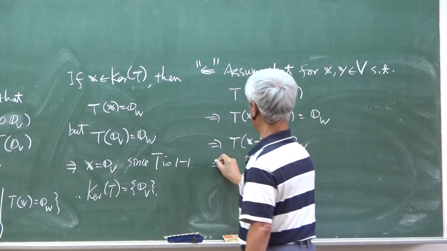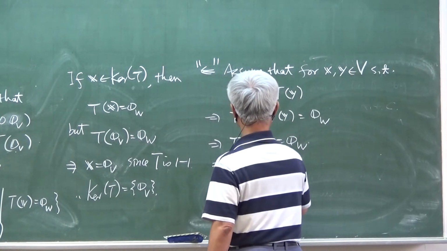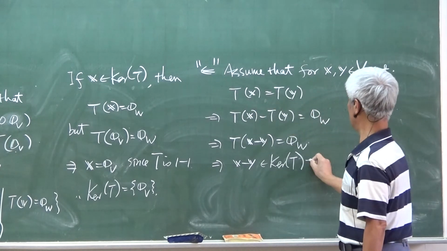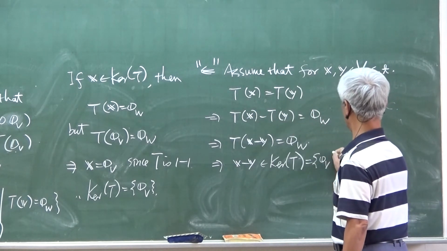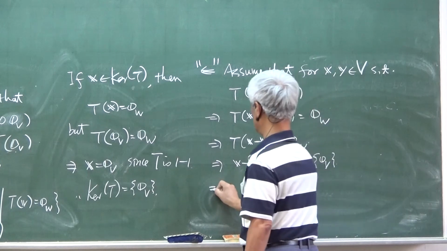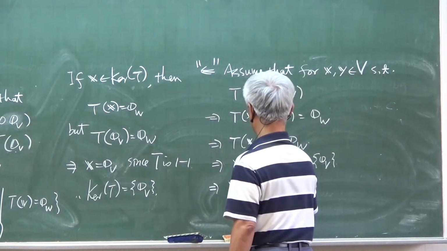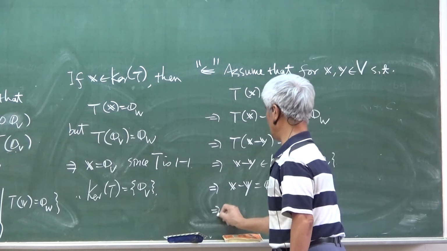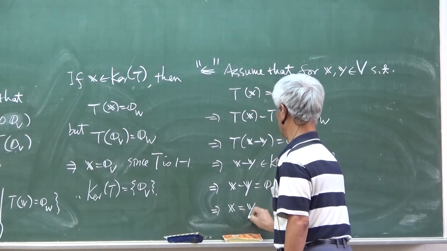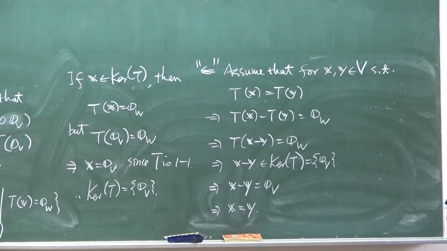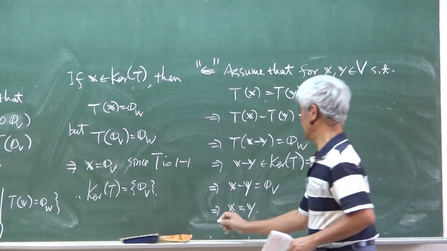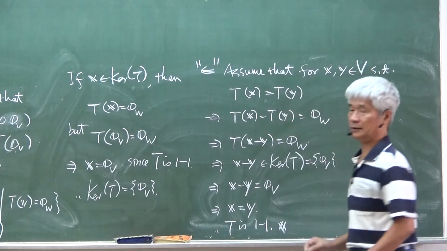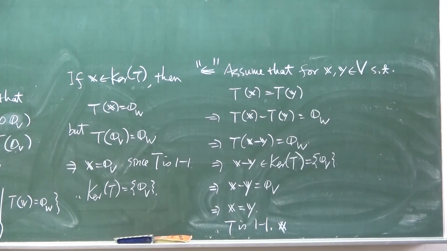By linearity, T of (x minus y) is 0, so this implies that x minus y is in the kernel of T. But the kernel of T consists of only the 0 vector. So this implies x minus y equals the 0 vector, and this implies that x is equal to y. So T is 1 to 1.